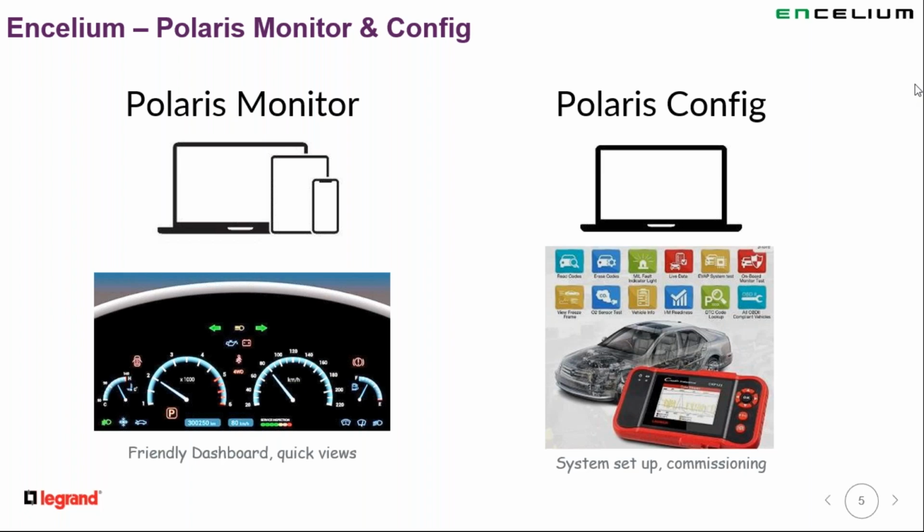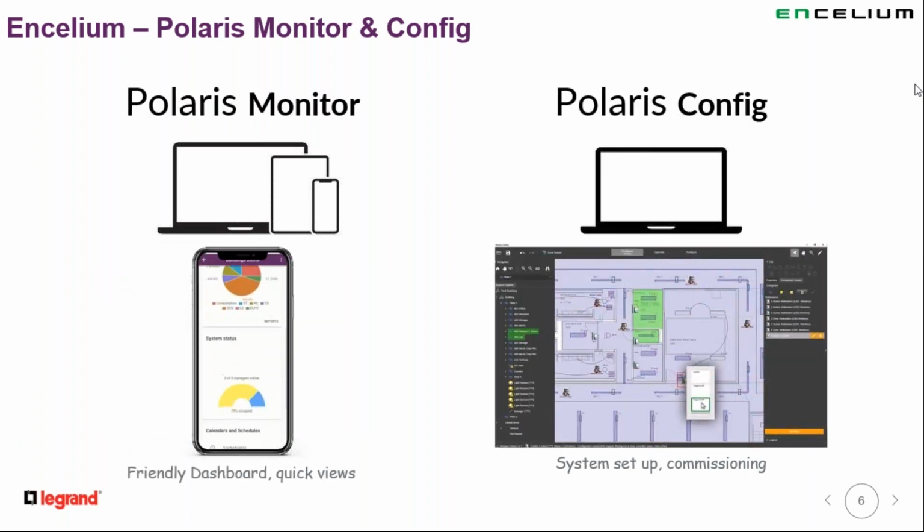It gives you those quick views, whereas config or Polaris configuration is as that sounds. It's the way to set up the system, gives you more detail. So monitor might look like this on the left, where you have the ability to zoom in and view your space, whereas config might be, hey, I want to define a keypad, and more than that, a button on the keypad, and more than that, the functionality of that button on that keypad in that specific location. That's more than just monitoring your system. That would be a characteristic of Polaris config.